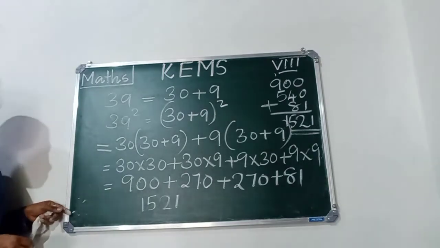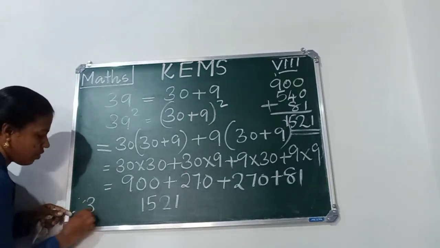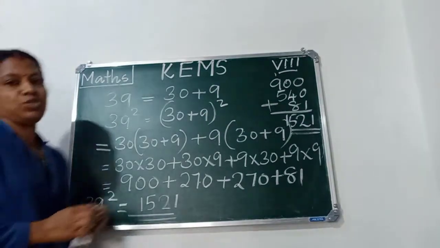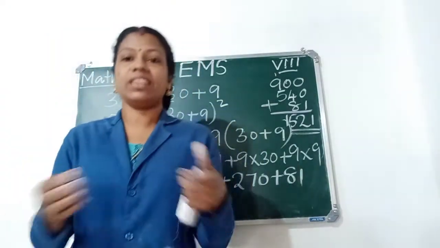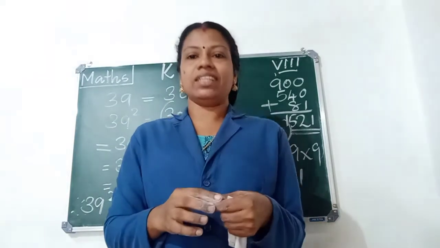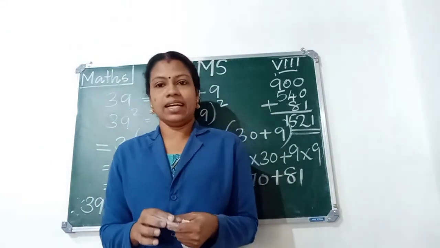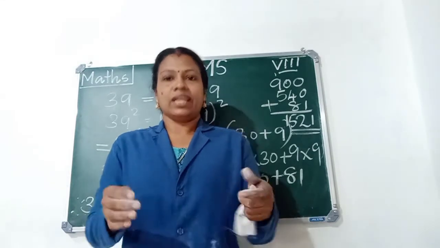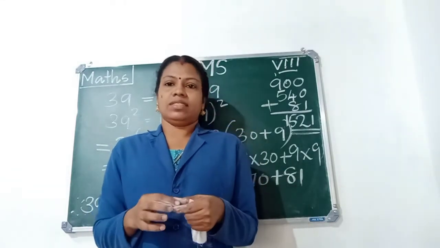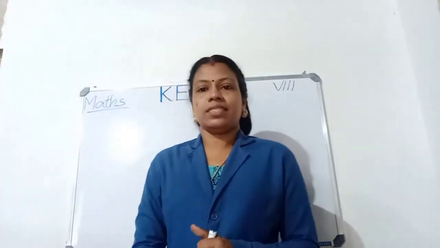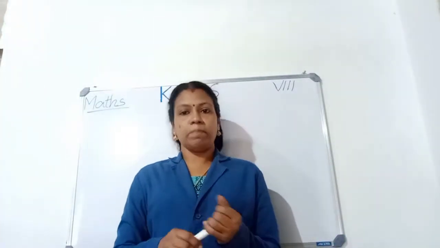1521. So 39 square is equal to 1521. Without actual multiplication, we found the square. Okay, clear? I will give you some more questions. Try to do. Okay, next is Pythagorean triplets.